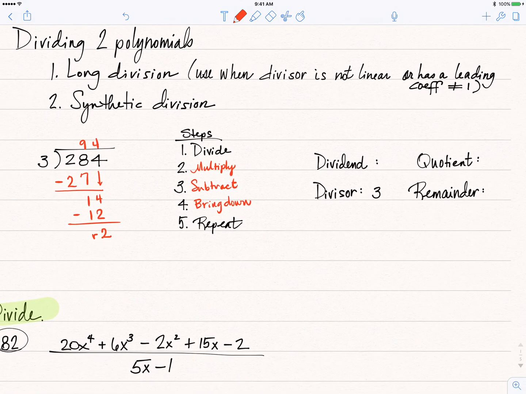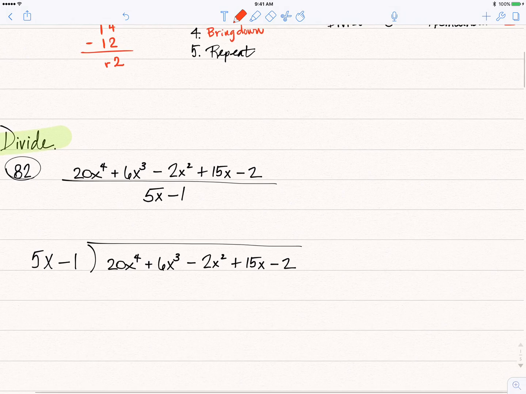I have some terminology over here on the right of your notes. Notice I've already named the divisor. The divisor is the number on the outside. That's the 3. The quotient is the answer to the division problem. That's just the 94 piece of that. The remainder we know is 2. And the dividend is the number under the box, which is 284, the number on the inside.